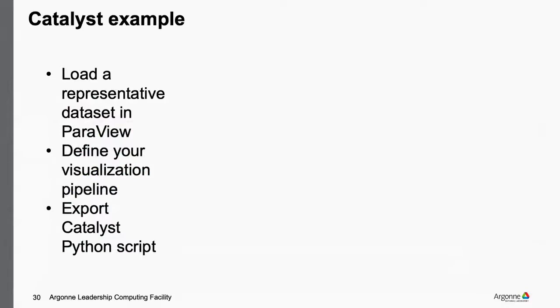So I'm going to show a quick example of what a Catalyst pipeline will look like, or how you will create that. Essentially, three steps. Load some data that represents what you're going to do in situ, right? This is all offline. This is all running on your own desktop, how you create this, that you're going to feed to the simulation instrument. Then you define the visualization pipeline and then export a Python script.